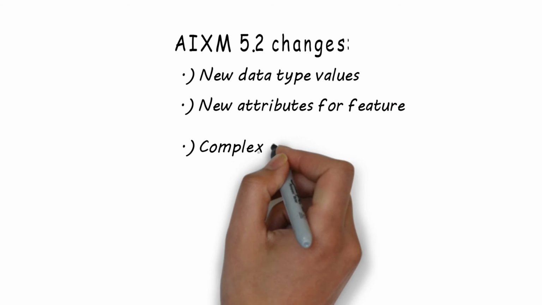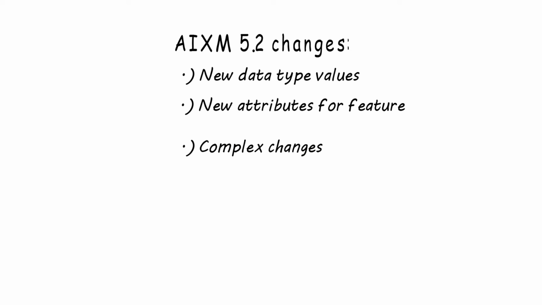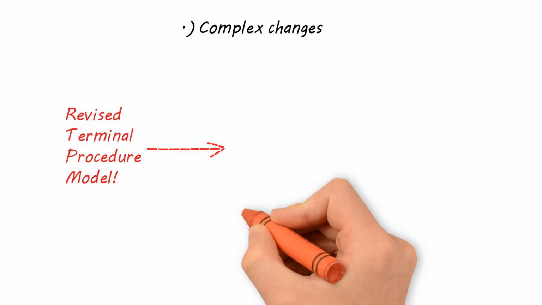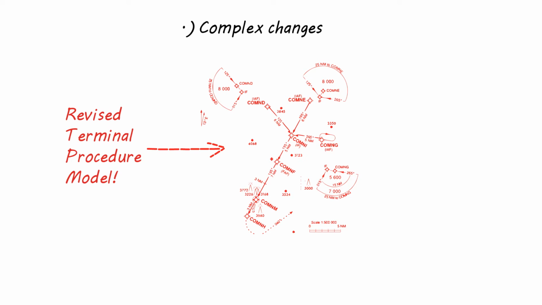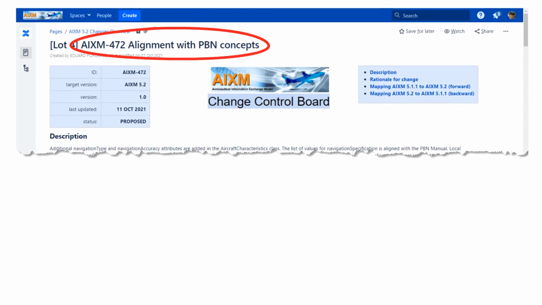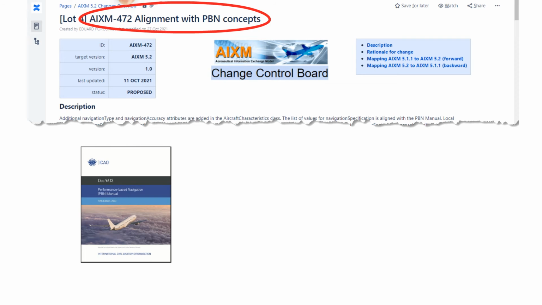However, there are also more complex changes that have been introduced into AIXM 5.2. Even completely new parts of the model have been developed. These changes mainly concern the terminal procedure branch of the AIXM model. One of them is AIXM change 472. This change ensures the alignment with the latest performance-based navigation concept of ICAO.